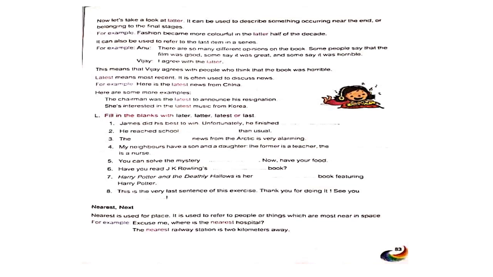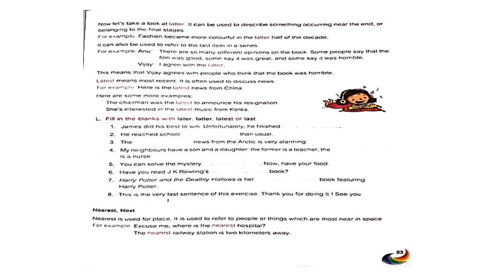Next, let us go to the one called nearest. Very easy to understand. Nearest is used for place. So when you're talking of somewhere you want to go, you use the word nearest. It is used to refer to people or things which are most near in space. For example, excuse me, where is the nearest hospital? So you're referring to a person, place or thing that is nearest to you. Next, we have: the nearest railway station is 2 kilometers away.